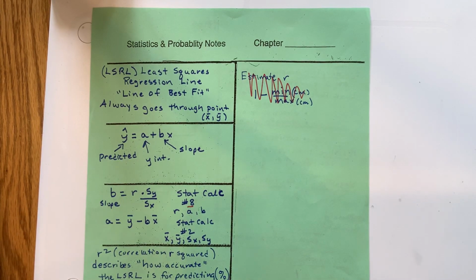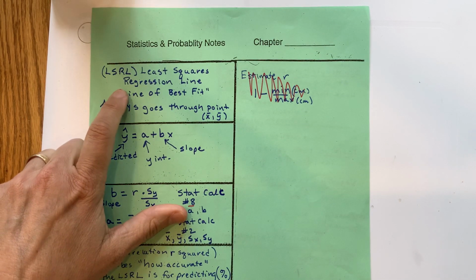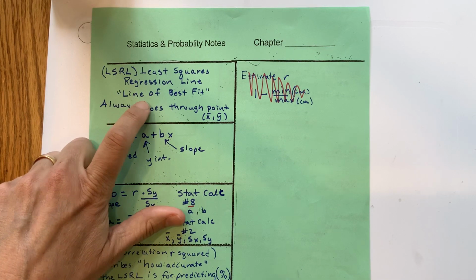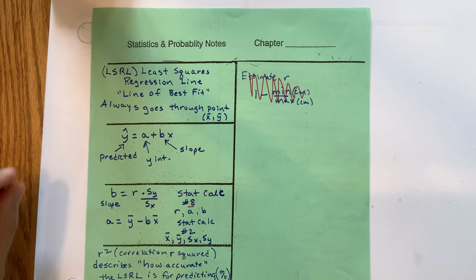Hi everybody, this is our last new material for the year. We're going to talk a little bit about the line of best fit, or trend line, or in stats it's actually called the LSRL, the least squares regression line, but it's really just the line of best fit.